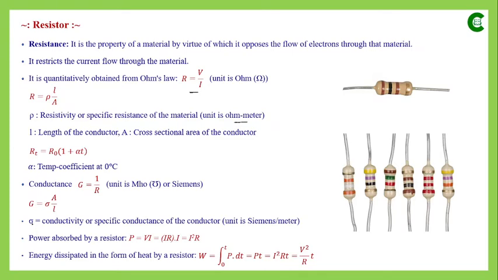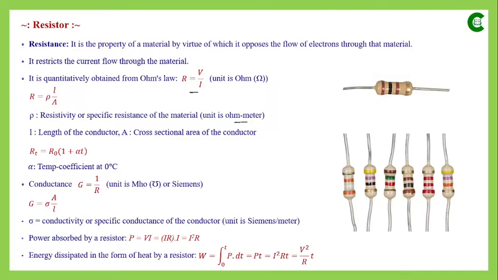Now the unit of conductivity again is the reciprocal of the unit that we have seen for resistivity. So for conductivity, the unit is 1 by ohm meter, and 1 by ohm is mho or Siemens. So the unit is Siemens per meter. Again, as I said, resistance consumes power as it is a passive element, and it is dissipated in the form of heat across the resistor.